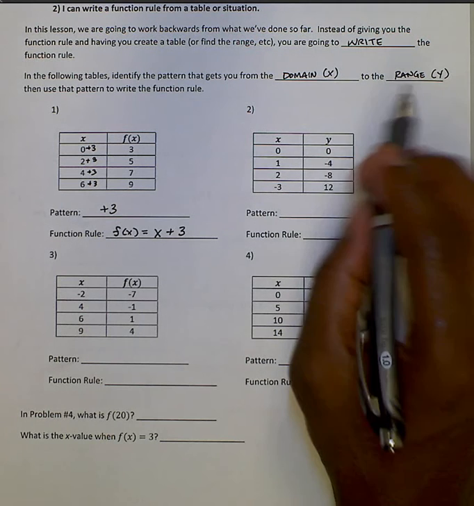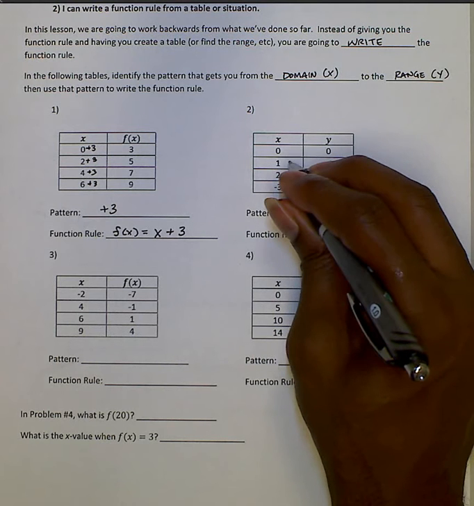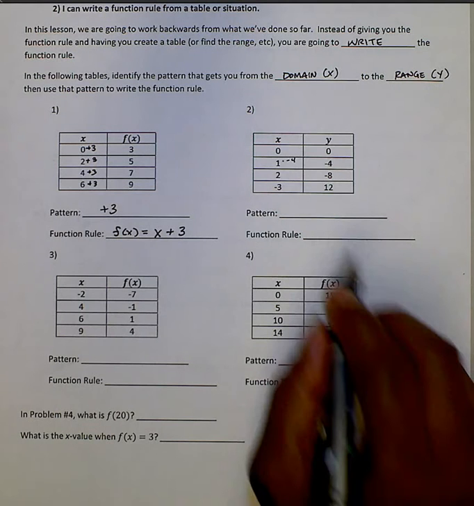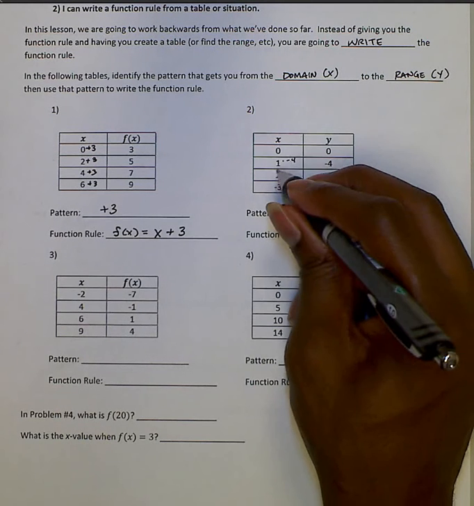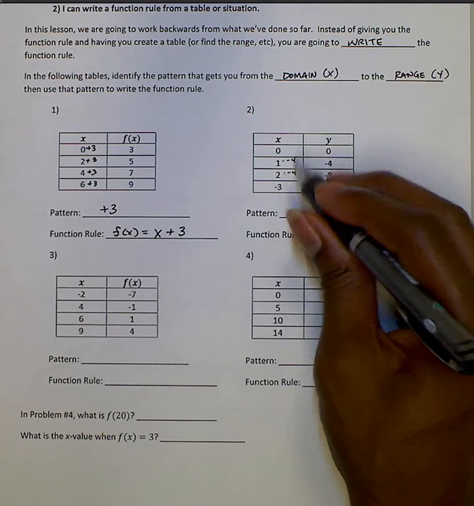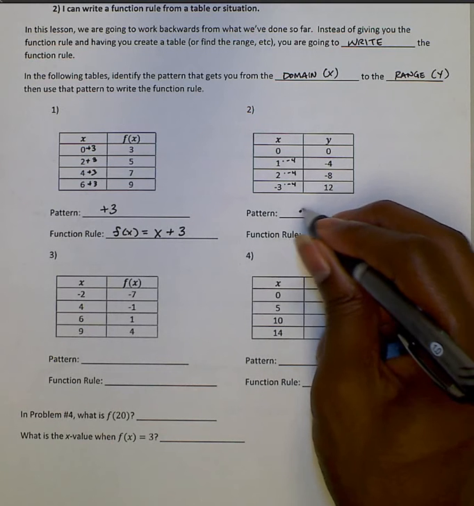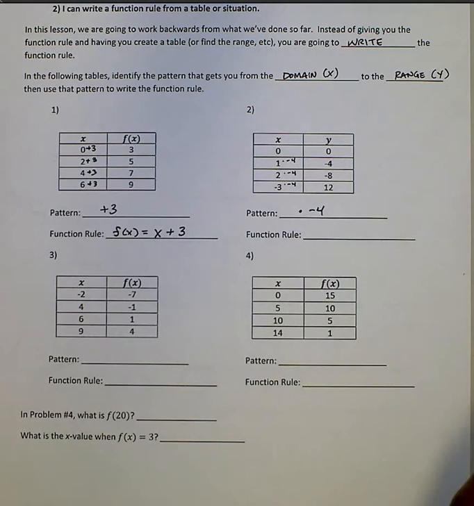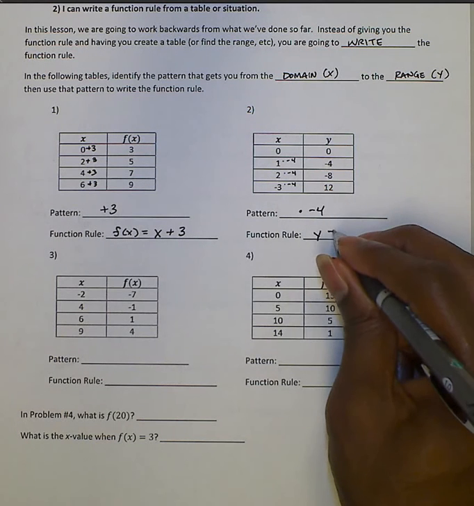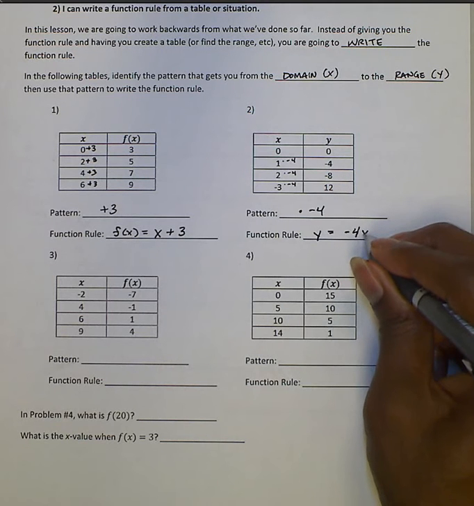Well, I'm not going to think about 0, 0 right now. I can get from 1 to negative 4 by multiplying by negative 4. And I can get from 2 to negative 8 by multiplying by negative 4. And I can get from negative 3 to 12 by multiplying by negative 4. So my pattern seems to be to multiply by negative 4. Alright, so here's my function rule. Y equals whatever x is times negative 4. So I'm going to say negative 4x.